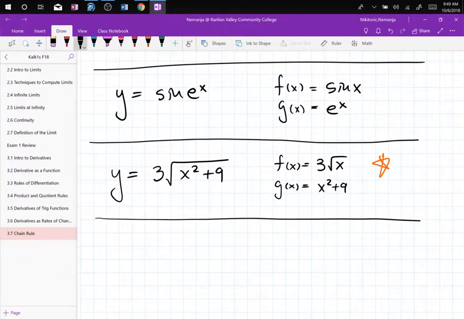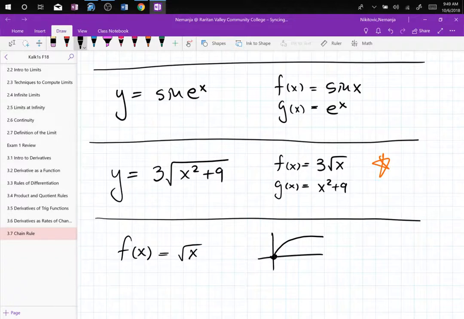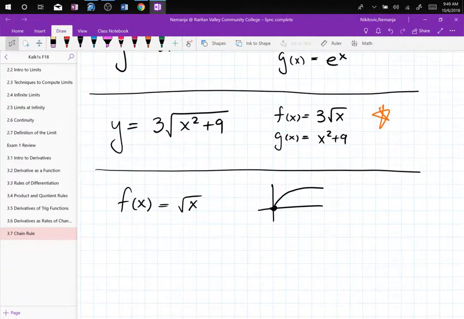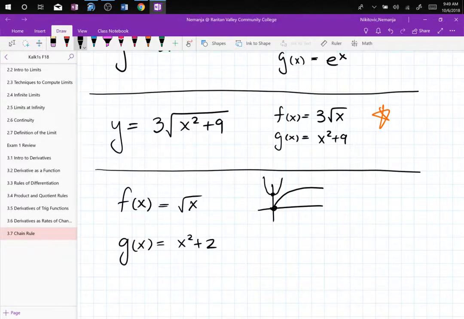Let's start with this. You have f of x, and let's say f of x is square root of x. And you know that you can draw the graph for square root of x. And then let's say that you have another function, g of x, which is, say, x squared plus 2. X squared plus 2 is also a function that you can graph here, right? So they all have input x.